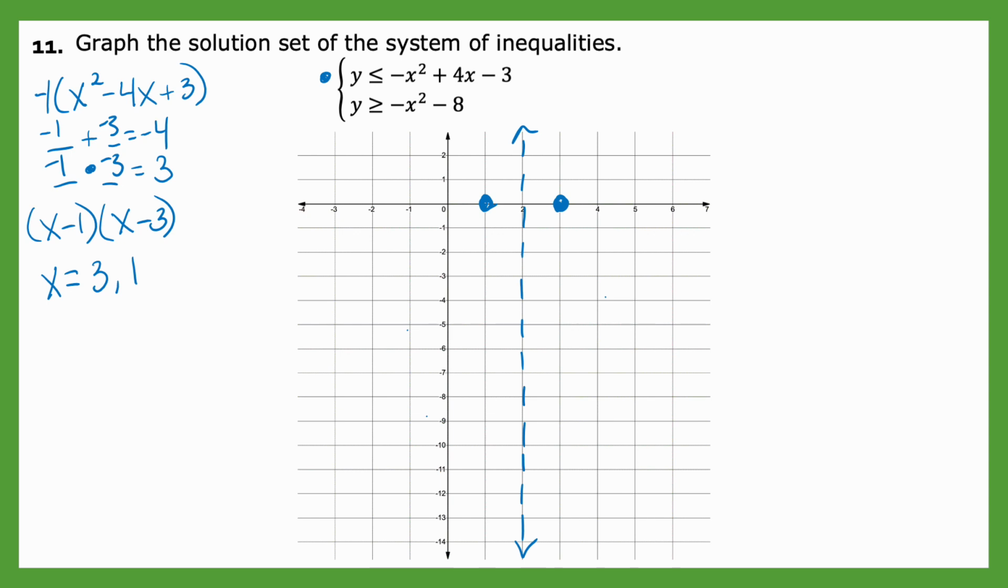Okay, to find our vertex, we're going to take that value of 2 and plug it in. So it would be -2 squared plus 4 times 2 minus 3. So that would be -4 plus 8 minus 3, which would just be 1.